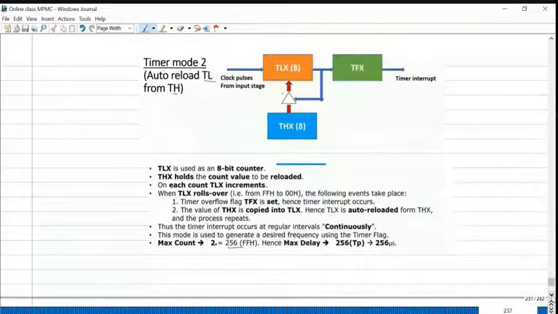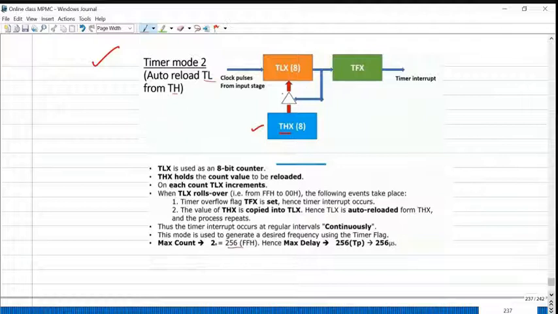Mode 2 is for some special applications: auto reload mode. Both timer 0 and timer 1 can act independently in mode 2, auto reload mode. Here the count is loaded in TH. Whatever count we load here, that value will be passed on to TL.